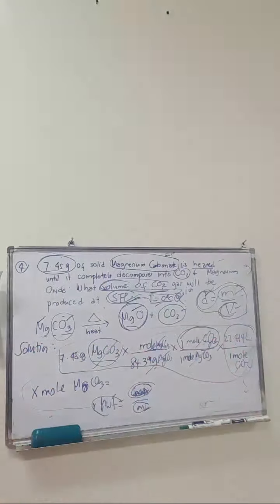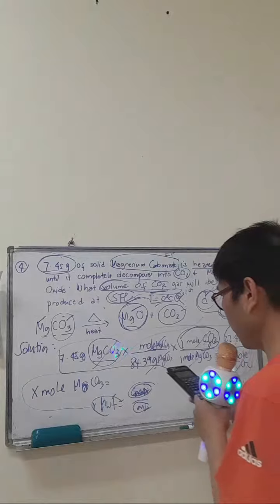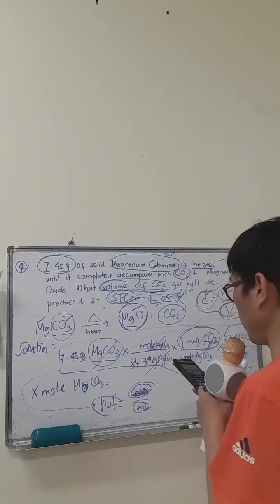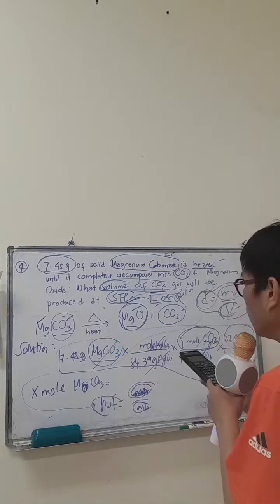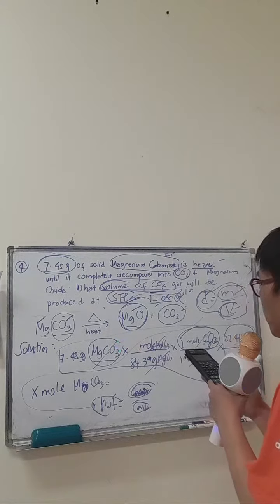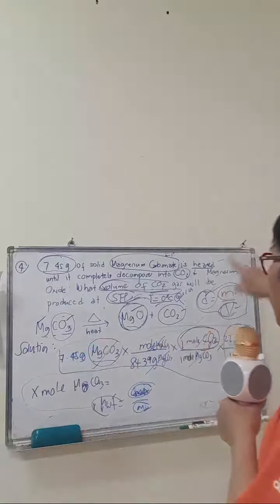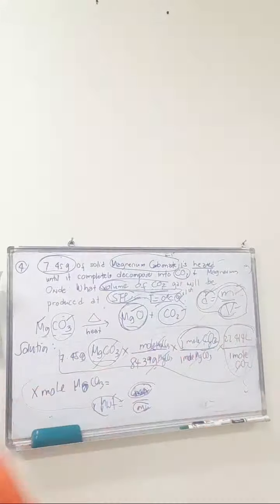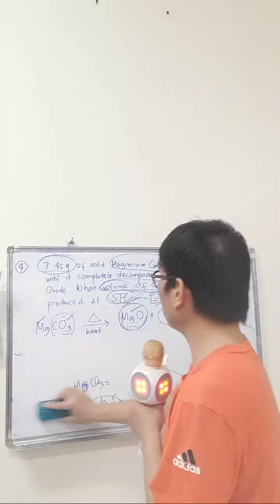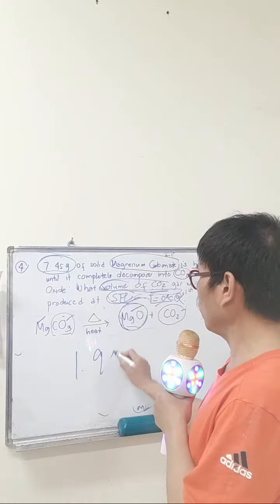Now, calculator please. Moving on. So I have here 7.45 times 22.414 divided by 84.39. So, 1.98 liters of CO2. Again, 1.98 liters of CO2.